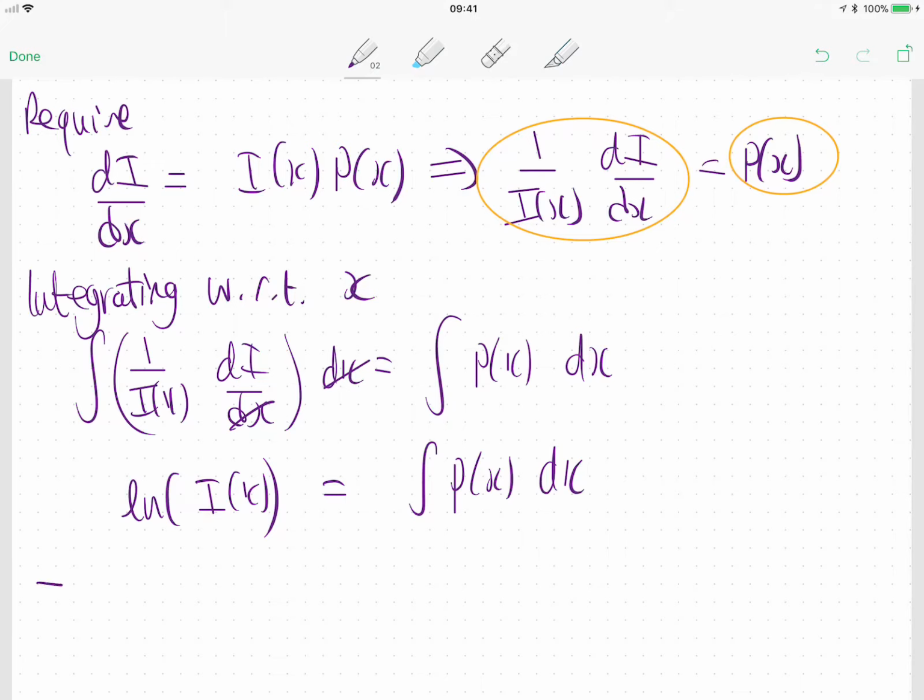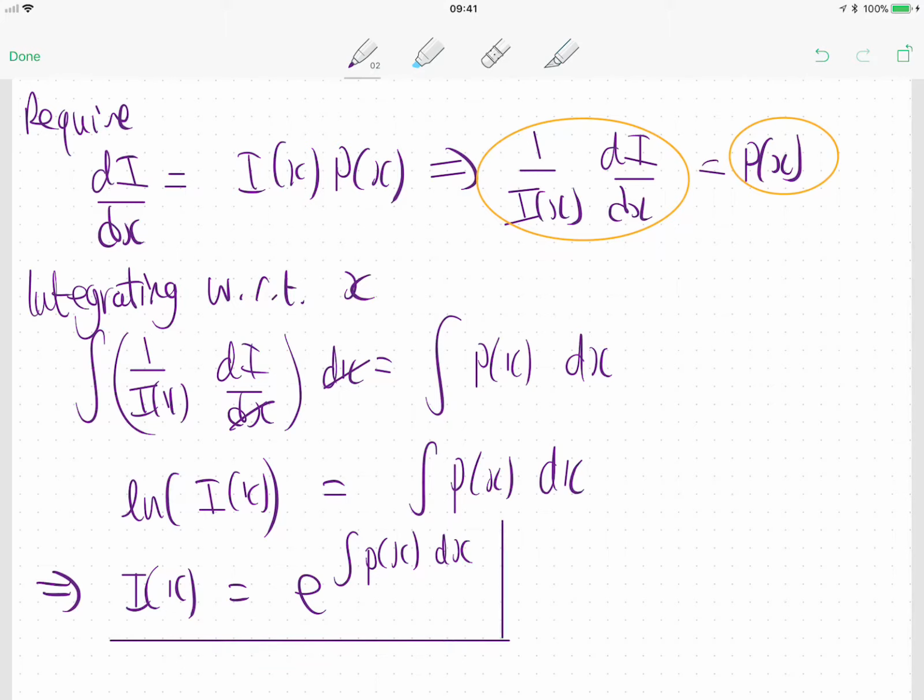Integrate it. I want I on its own. Opposite of log is e, so take e of both sides, and I have an equation for my integrating factor. Here's the definition, here's the important thing. The integrating factor is e to the power integrate p of x. This is absolutely key to solving these problems, calculating this integrating factor.